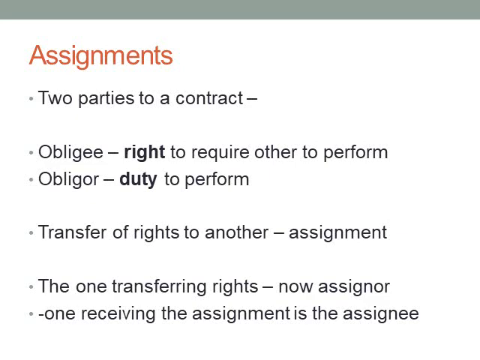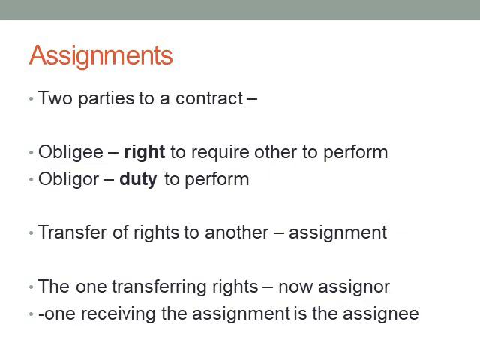We have different names. When we were talking about offer and acceptance, we had the offerer and the offeree. Now once a contract is made, we have the obligee and the obligor. The obligee is the one that has the right to require the other to perform, and the obligor is the one who has the duty to perform. Okay? And when the obligee transfers their right to another, we call that an assignment.